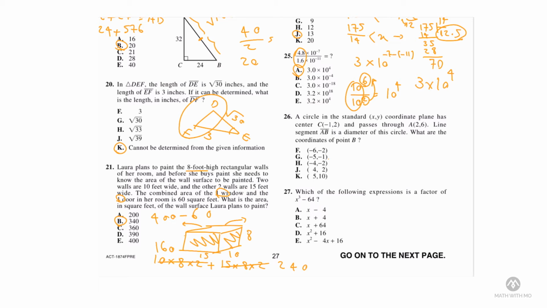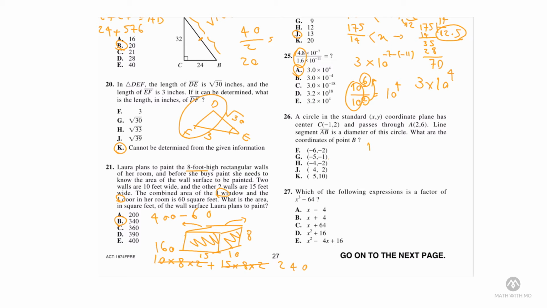A is the answer. A circle in a standard xy coordinate plane has a center of C at (minus 1, 2) and passes through A at (2, 6). Line segment AB is a diameter of the circle. What are the coordinates of point B?